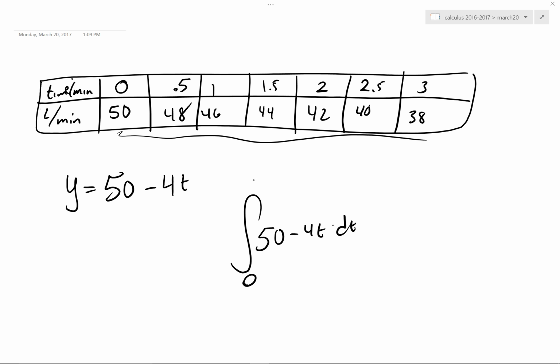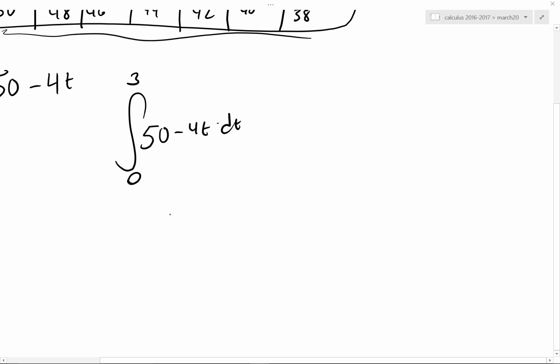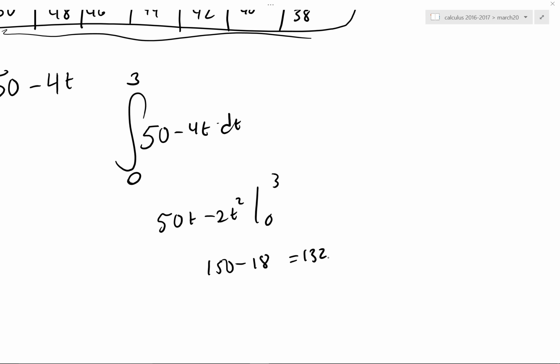From 0 to 3. Let's compute the integral. Now, of course, that's just 50t minus 2t squared, 0 to 3. 150 minus 18, I think. 132. Yay. And the crowd goes wild. Does that work? You like that?